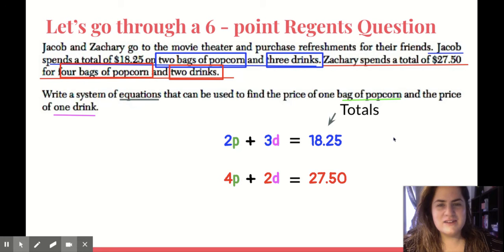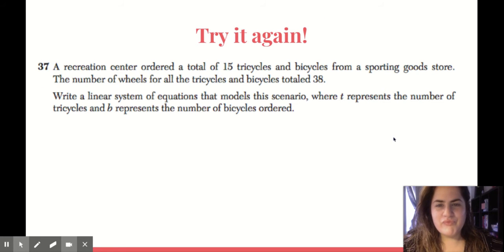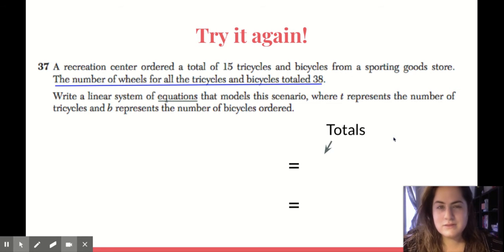Okay, let's look at one that's similar. So this one, again, wants equations. So I'm going to throw 2 equal signs on the paper and look for some totals. Now, these totals are a little bit different. It's not like there's 2 boys or 2 families. It's kind of like 2 different situations, but the same story. So the first situation is like the number of wheels, and that's 38 in total. Do you see another total?